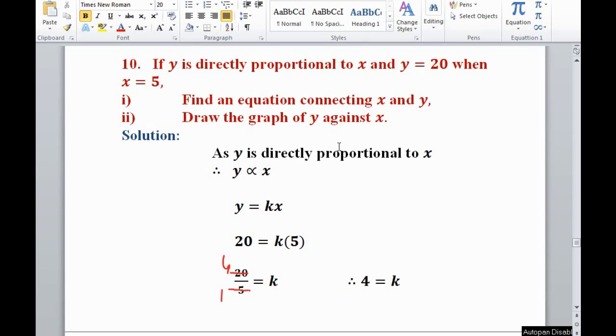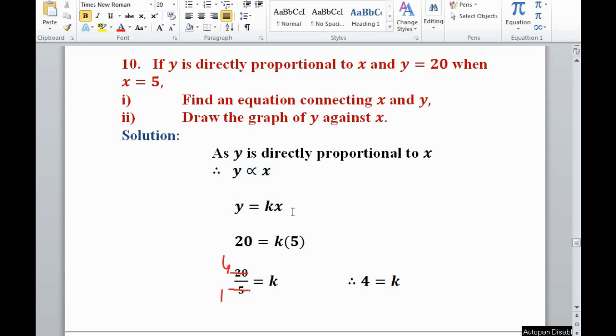In the statement of the question, we are given that y is directly proportional to x. So this statement can be written as y is proportional to x. As you know, if we remove the proportionality sign, then we place a constant k. So the equation becomes y equals kx.